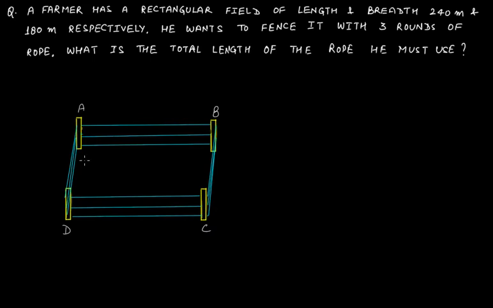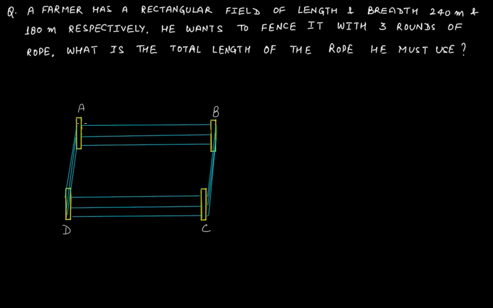Now, in the rectangular field, the farmer uses a rope and rounds the field along the boundary 3 times. So 1 time, then second time, and then third time. So taking rope and fencing it by 3 rounds, you have to tell what would be the length of the rope that he must use. Very simple. If the farmer rounds for the first time, of course he will use the perimeter of this rectangular field.